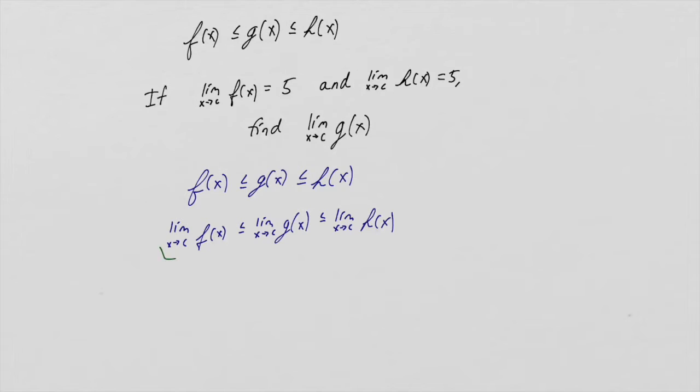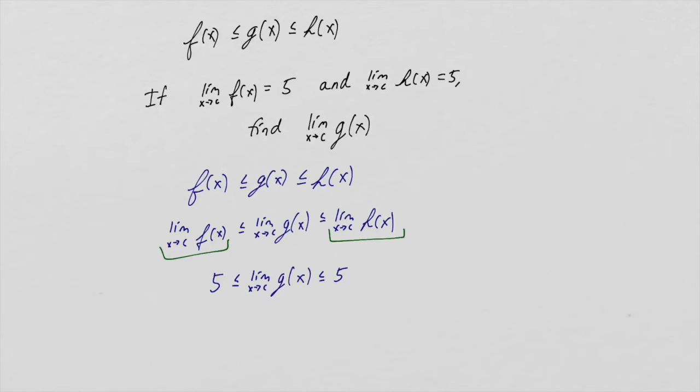And these two things we know. We're told the limit as x approaches c of f of x is 5, and we're told the limit as x approaches c of h of x is also 5. So if we fill these two things into our inequality here, we get that 5 is less than or equal to the limit as x approaches c of g of x, which is less than or equal to 5.